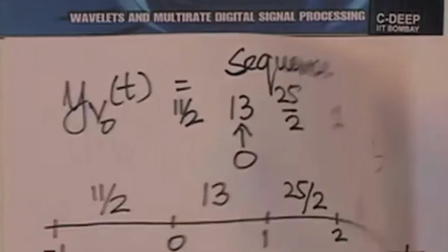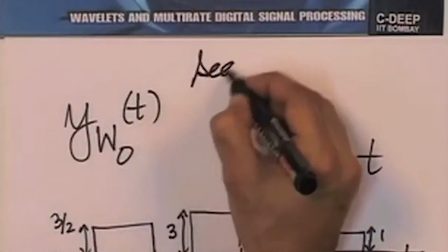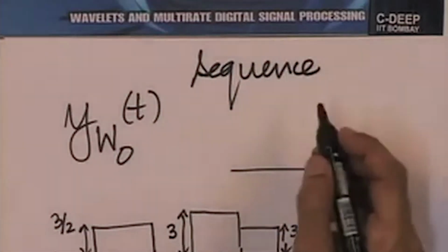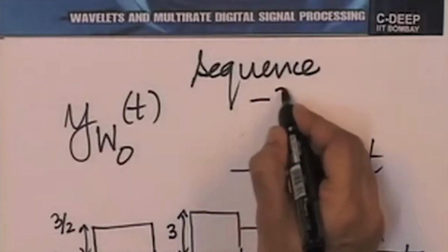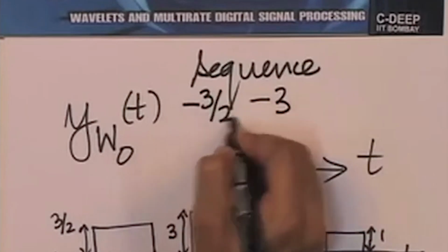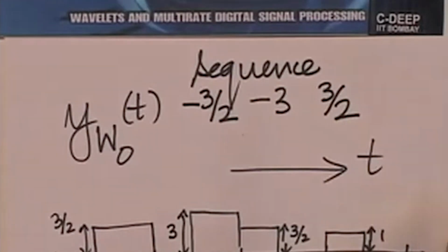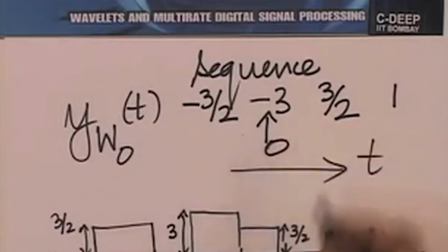And similarly, we can put down a sequence corresponding to the projection on W0. So, the sequence here would be, well, remember, this is minus 3/2 at minus 1, minus 3 at 0 and so on. So, minus 3/2, plus 3/2 and plus 1 with the minus 3 put at the point 0. That is the sequence.